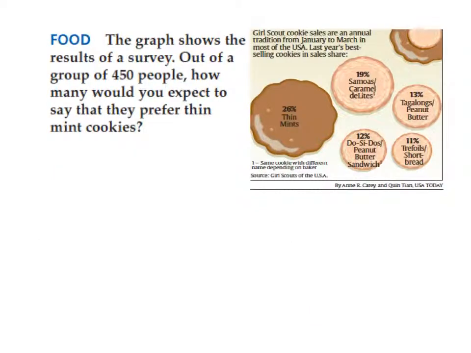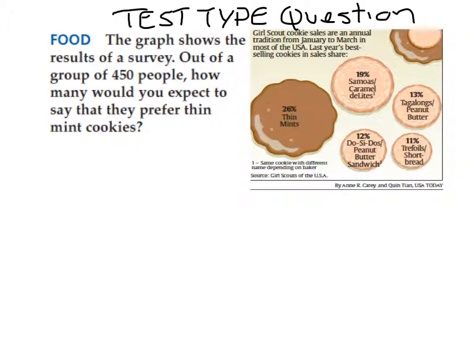Food. Well, food's important. The graph shows the result of a survey. Out of a group of 450 people, how many would you expect to say that they prefer Thin Mint cookies? All right, this is a great question. This has to do with cookies, but this is the type of question that all businesses ask, even Girl Scouts. What do we expect to sell, especially if we were given a group? Well, we already know the probability. We don't need to find probability. It says it all over the place here.